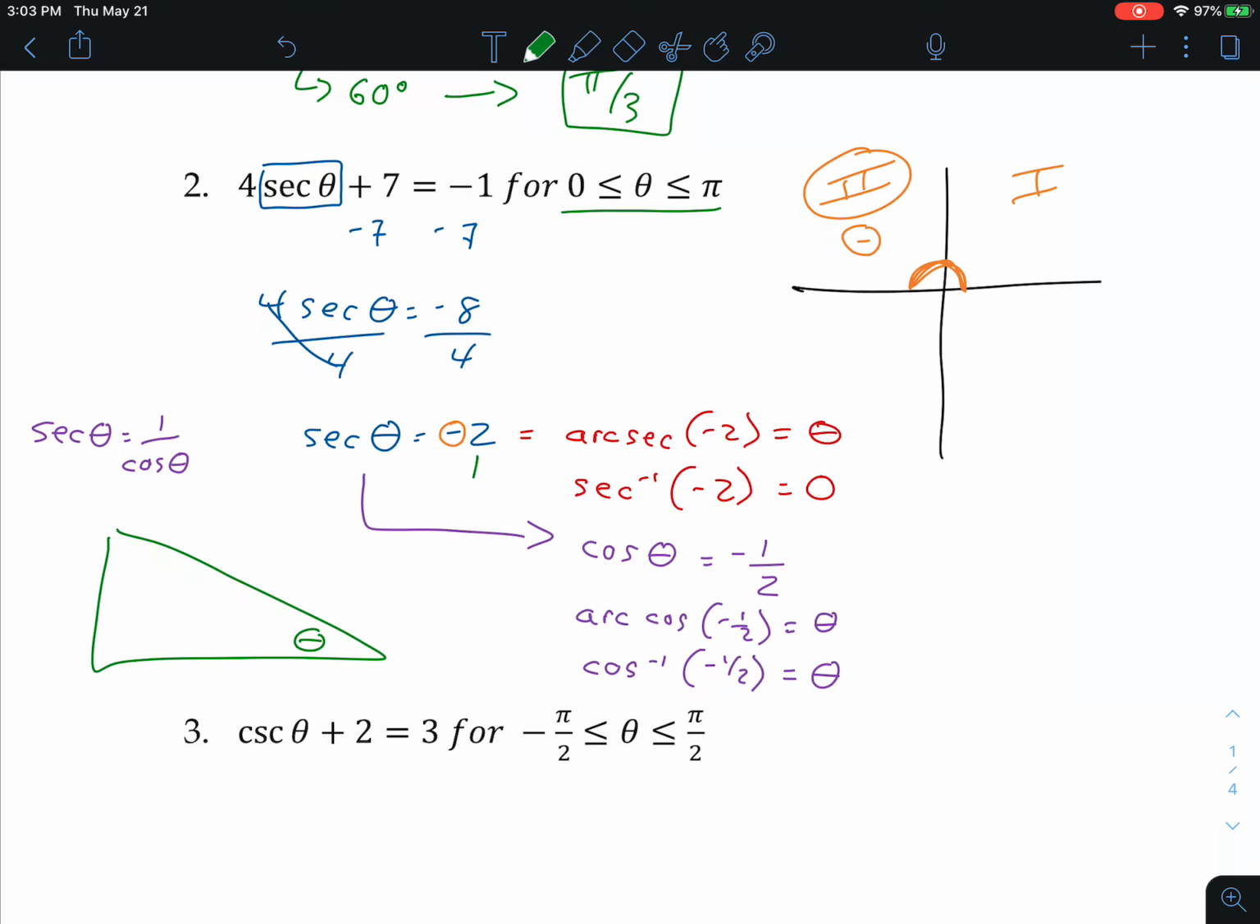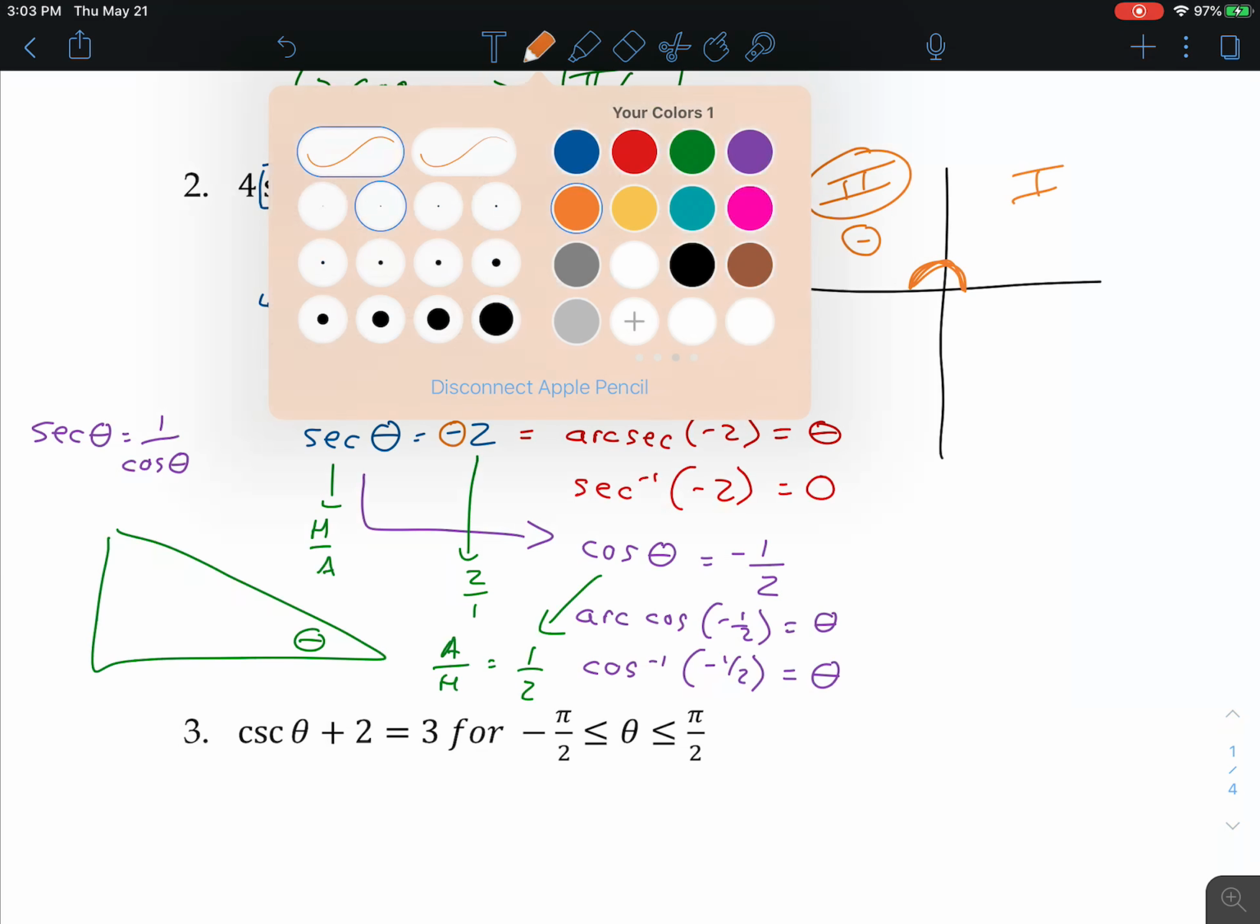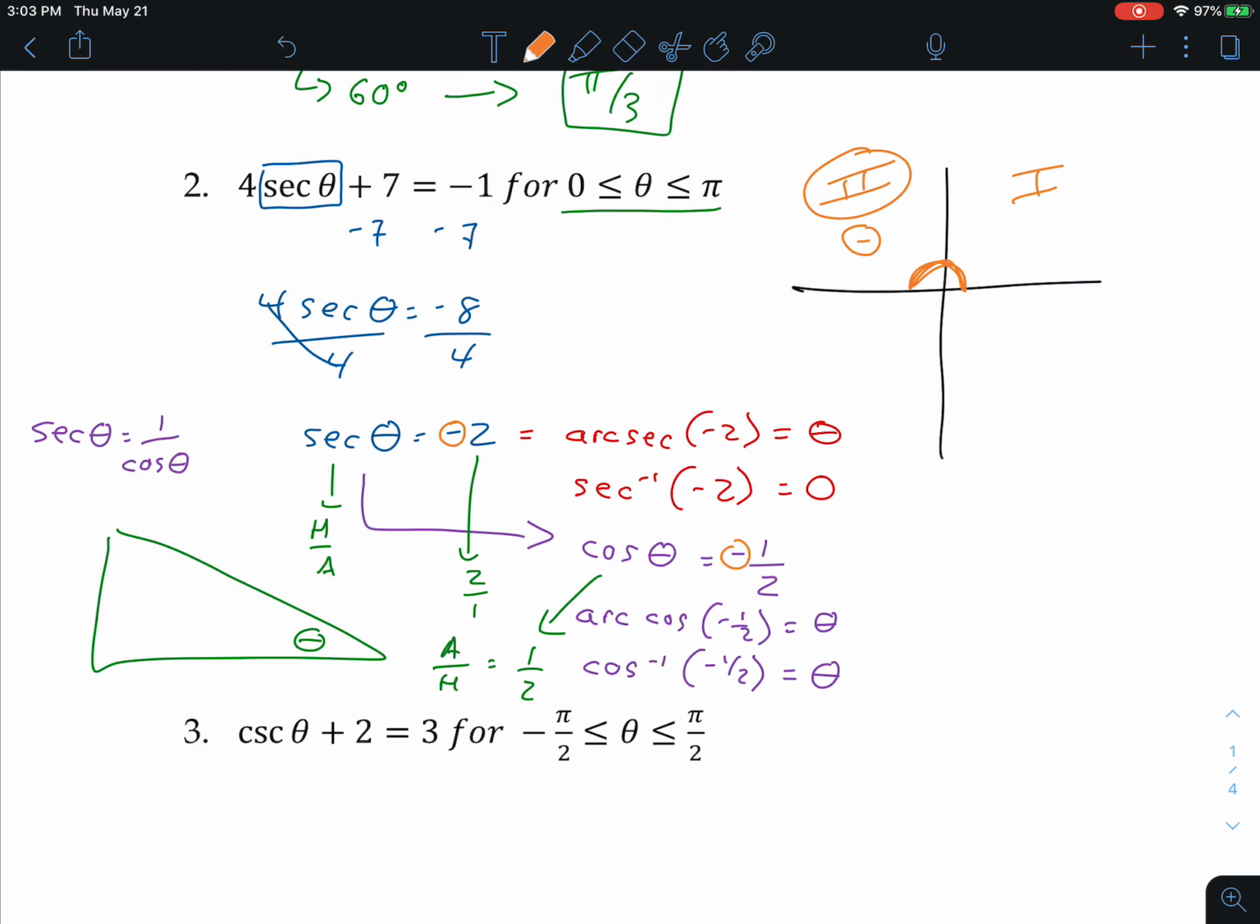So you can view it two ways. One way would be, well, secant is hypotenuse over opposite, and this is 2 or 2 over 1. Or I can say cosine, which is adjacent over hypotenuse, and that's 1 over 2. The negative just tells me what quadrant I'm in. So either way you look at it, h over a is 2 over 1, or a over h is 1 over 2. It's the same thing. So my hypotenuse is 2, my adjacent is 1.